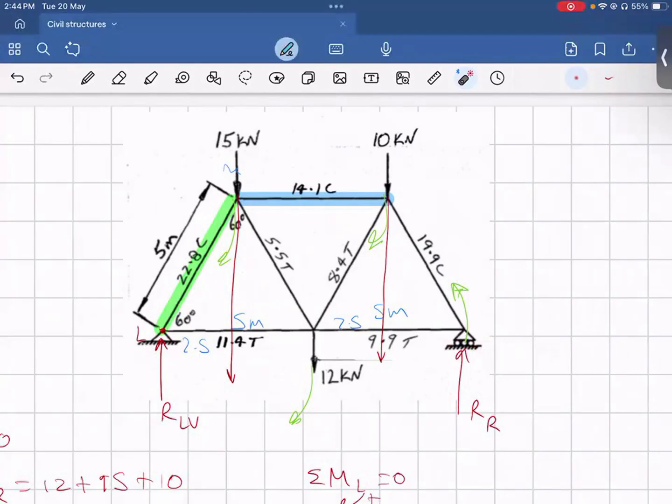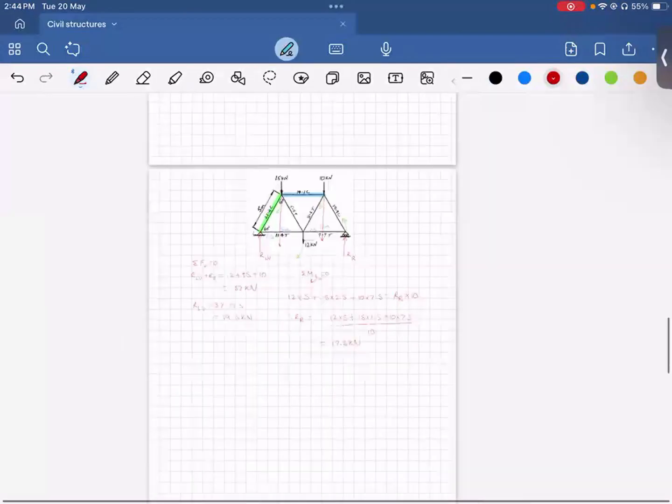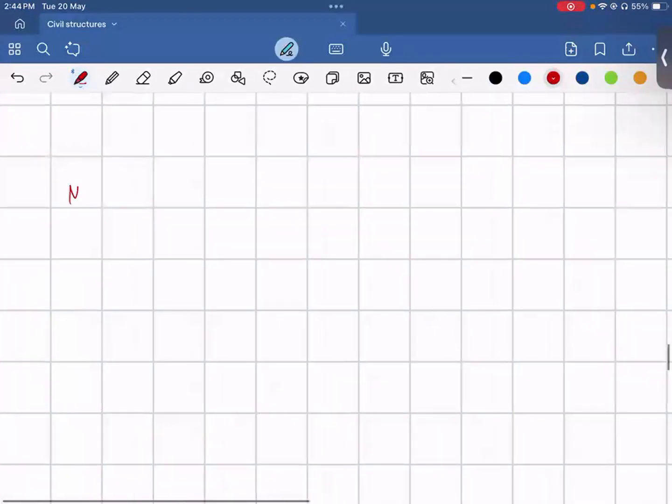So now let's actually determine what the force and nature of the green and the blue members are. For the green member, we'll be using method of joints, and for the blue member, we'll be using method of sections. So let's first go through method of joints for that green member.